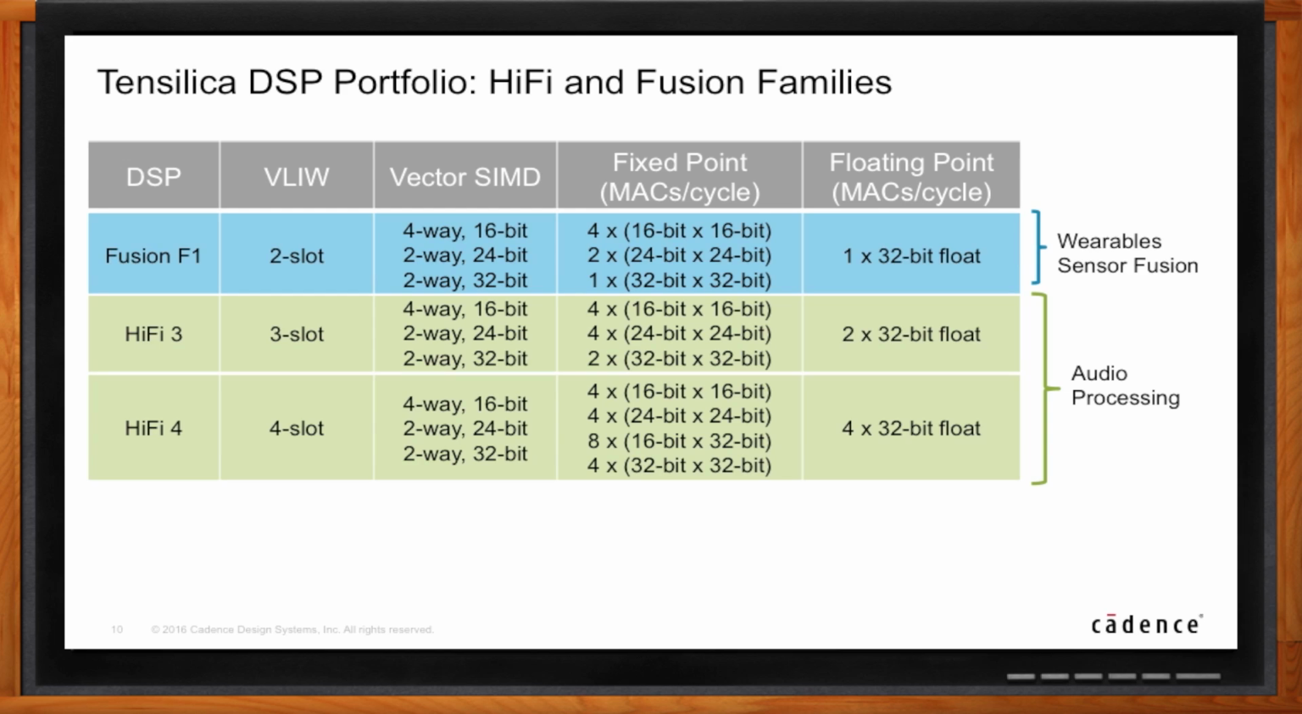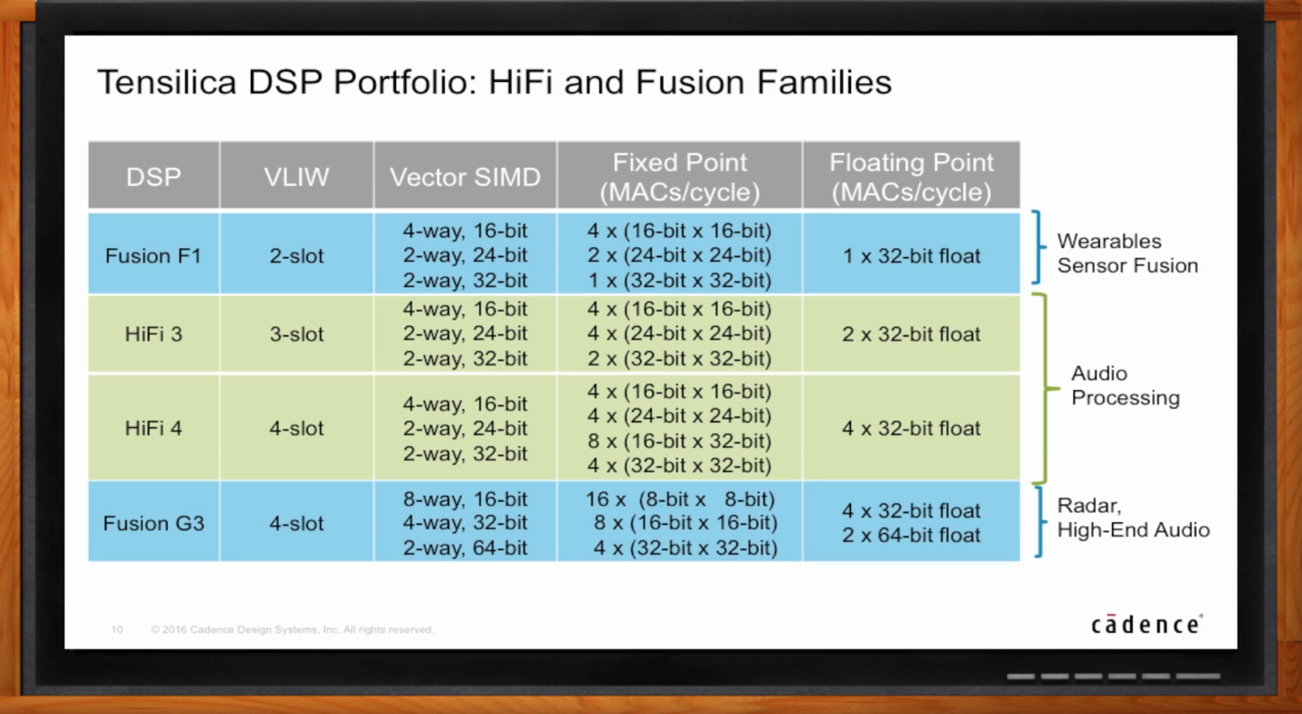Right. Radar and high-end audio needs even higher compute. So Tensilica has the Fusion G3 processor, which is targeted for such applications. The Fusion G3 is a 4-slot VLIW, and you see the Fusion G3 also has 8-bit processing capabilities along with 16 and 32-bit. So the G3 is a multi-purpose DSP which can be used for moderate compute needs for radar, for high-end audio, as well as for some compute needs which might need 8-bit support for their processing.